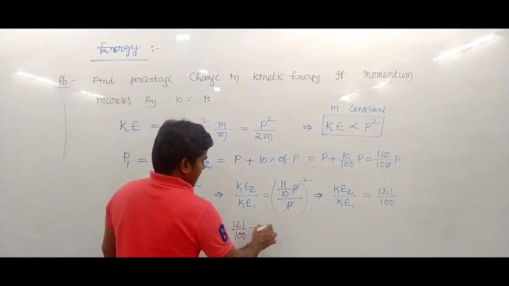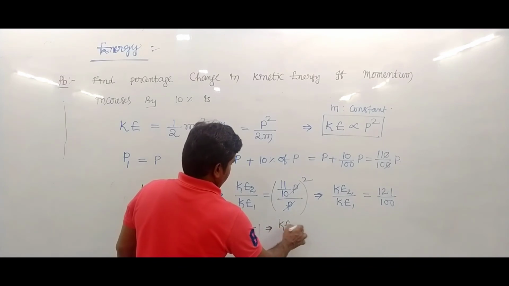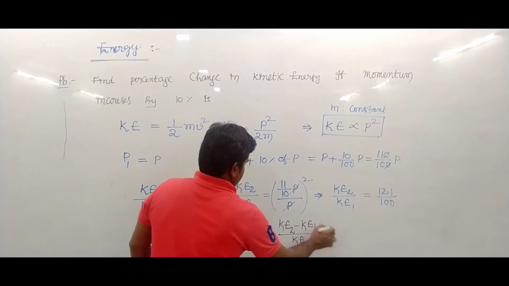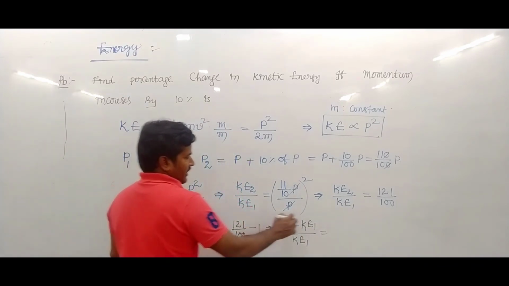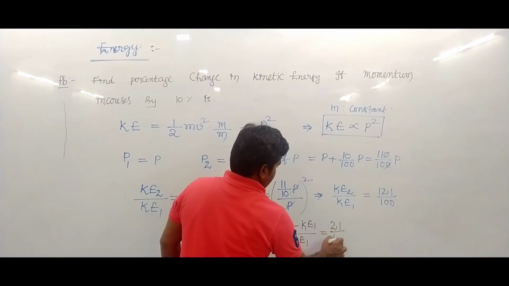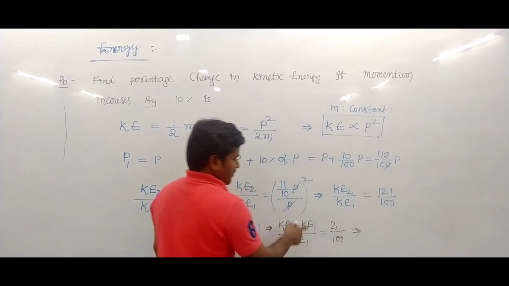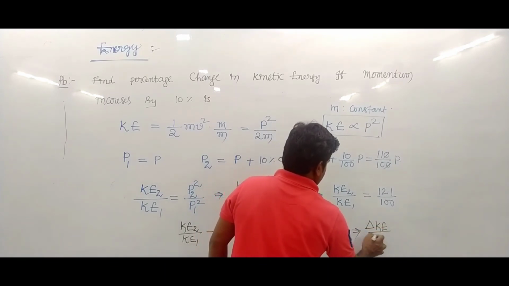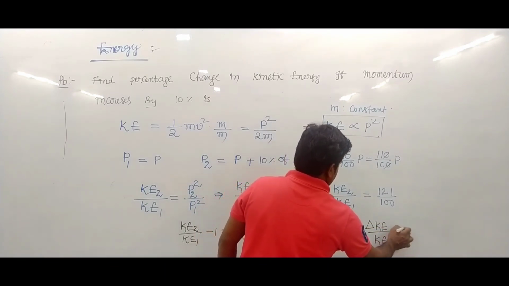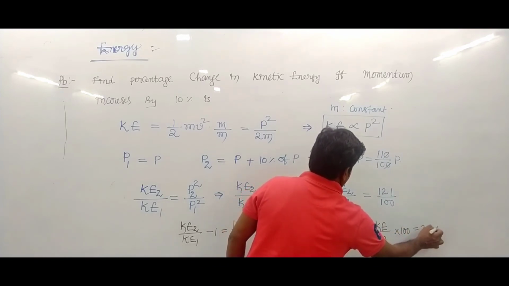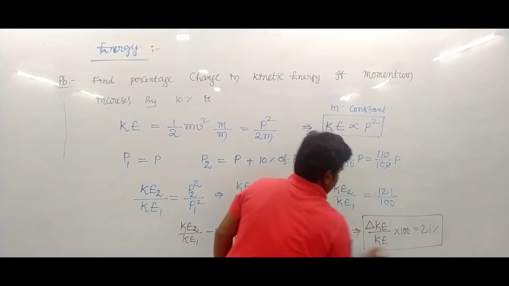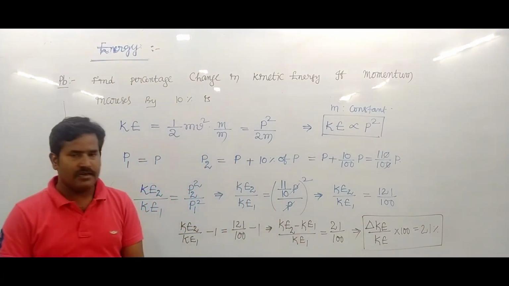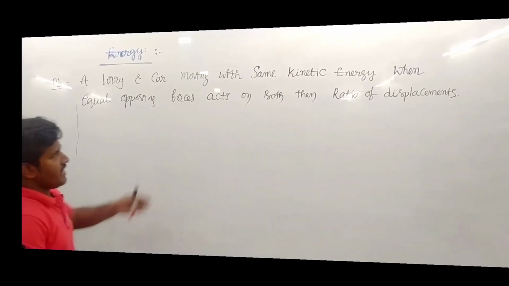Its value is written as Ke2 minus Ke1 upon Ke1. Its value equals 121 minus 100, that is 21 by 100. Its value becomes Ke2 minus Ke1, that is delta Ke upon Ke into 100. Its value becomes 21%. Delta Ke upon Ke into 100 equals 21%. This is the change in kinetic energy.